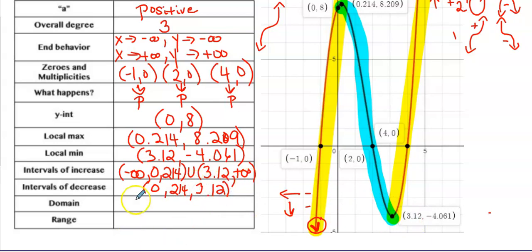The pen doesn't want to work today. Domain, this one goes forever to the left and forever to the right. So domain, negative infinity to positive infinity. You see, it doesn't even want to draw a circle. And range is the same thing, because it goes forever in the downward direction and forever in the upward direction.